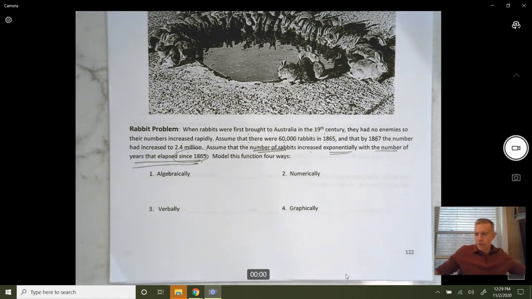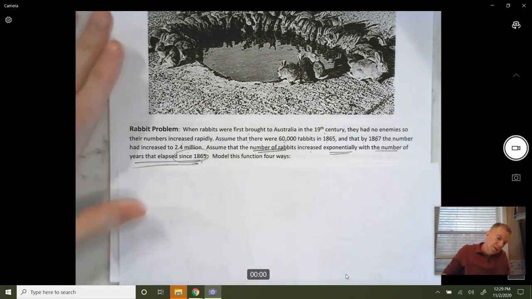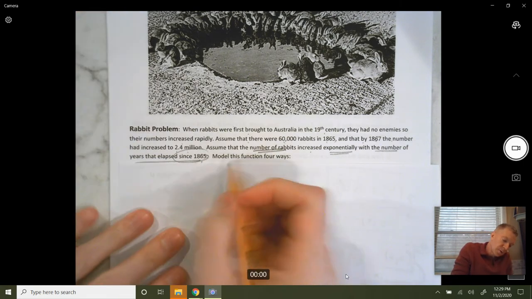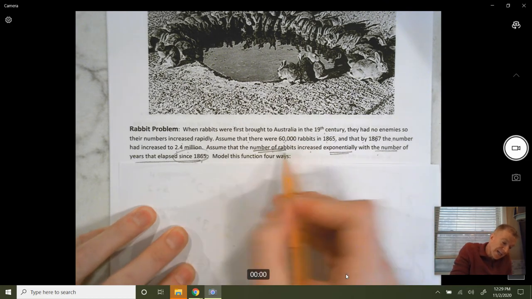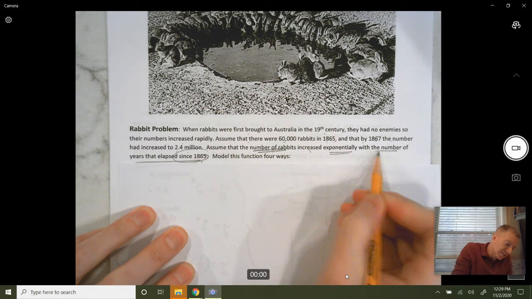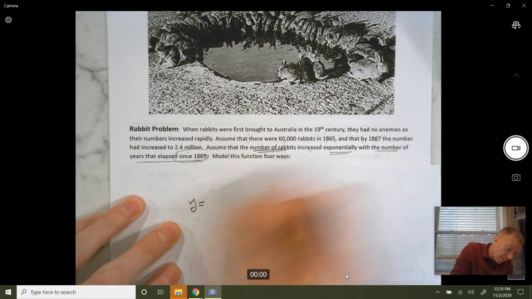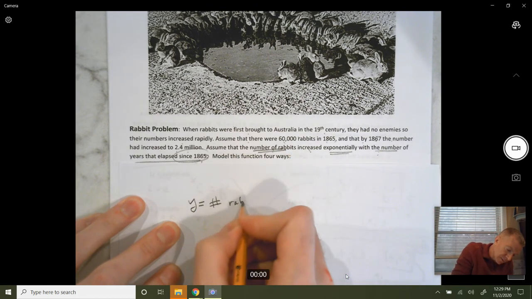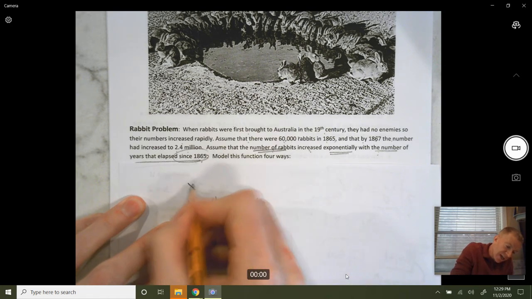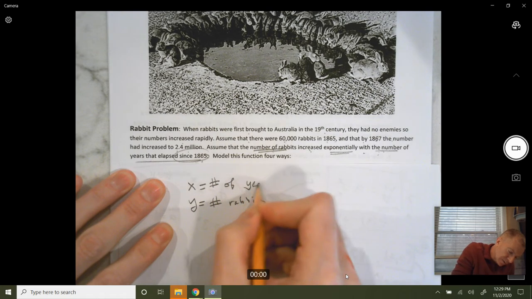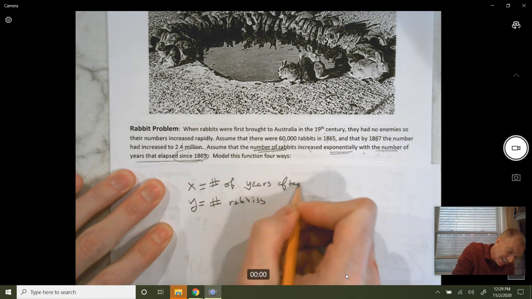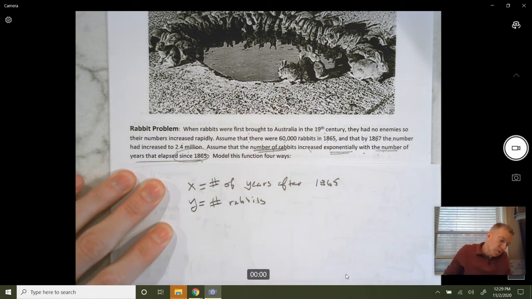So let's look at what we're doing here. And I'm going to put this on another sheet of paper because we don't have a ton of room here. Okay. So let's define our variables. Number of rabbits increases exponentially with the number of years. So y increases exponentially with x. So y is the number of rabbits, increases with x. X is the number of years after or since 1865.